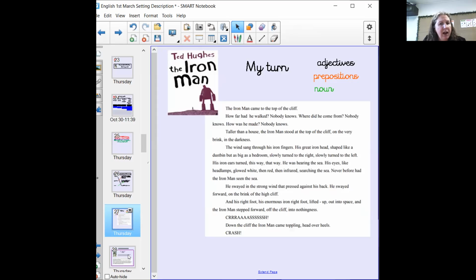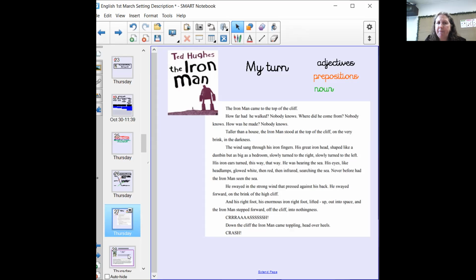Never before had the Iron Man seen the sea. He swayed in the strong wind that pressed against his back. He swayed forward on the brink of the high cliff. And his right foot, his enormous iron right foot, lifted up out into space, and the Iron Man stepped forward off the cliff into nothingness. Crash! Down the cliff, the Iron Man came, toppling, head over heels.